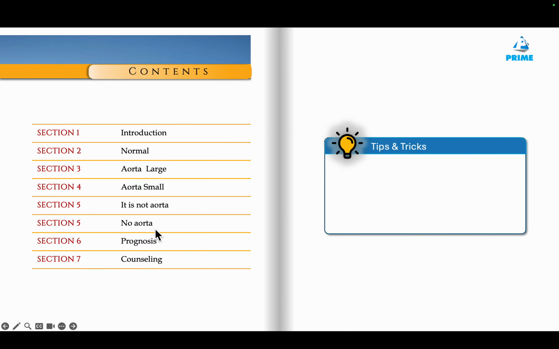Okay, then another, when you don't see the aorta at all, right? And then at the end I would tell you how to prognosticate each of the categories of patients, and counsel the patient's family accordingly.